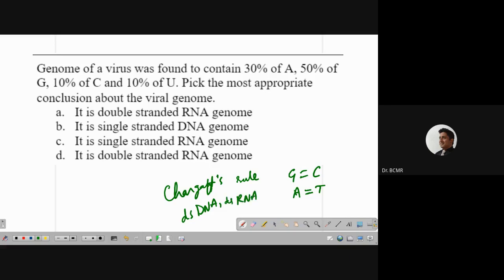Okay? And your answer is correct, of course, Mazuk. Here, we are saying A is 30%. Sorry, A is 30%, G is 50, C is 10, and U is 10. That means it is not obeying Chargaff's rules. That means it must be single-stranded, right? And you're saying there is uracil, which would mean that it is RNA and not DNA. So C is the correct answer.